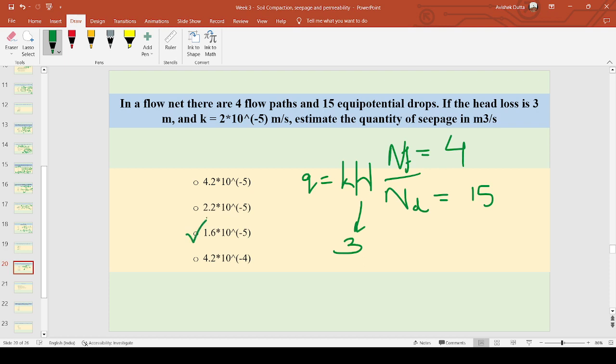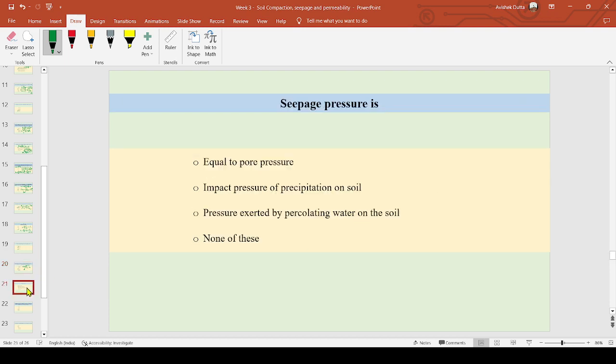Okay, 4 by 15 into 3, 4 by 5, 4 by 5, 4 into 2, 8 by 5, 5 into 1, 5, 30 and 6, yes, 1.6, 1.6 meter cube per second. Clear? We have another sum like this.